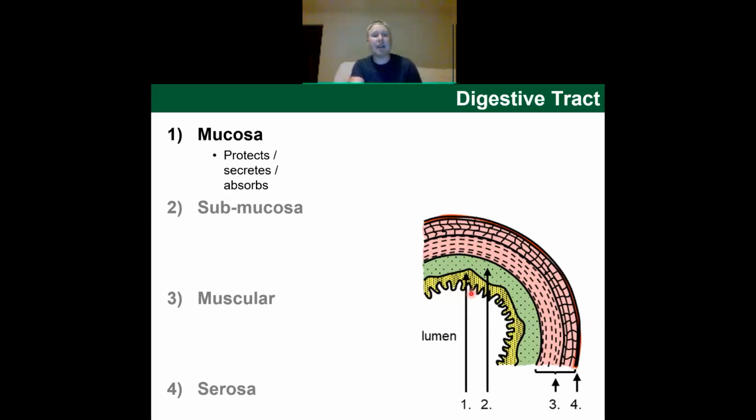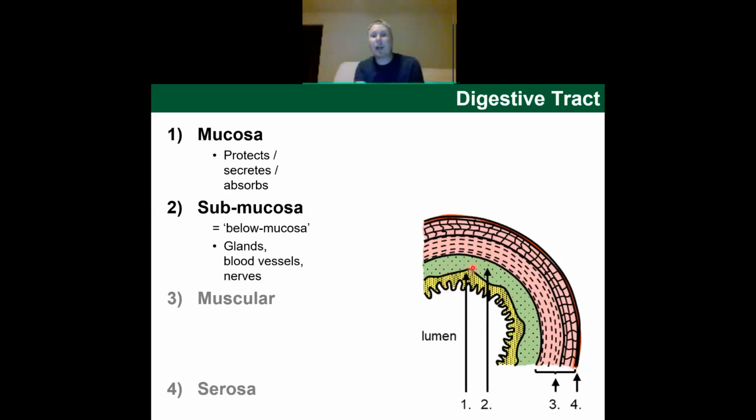Let's have a look at the next layer, and the name of it tells where it's located. It's submucosa, and if it's sub, it means underneath or below the mucosal layer. This layer contains a lot of glands, a lot of blood vessels, a lot of nerves. So really the function of having all these blood vessels, nerves, and glands is that this layer helps to regulate what happens with the digestion. So the glands are located within the submucosa. They open up their ducts at the mucosal layer.